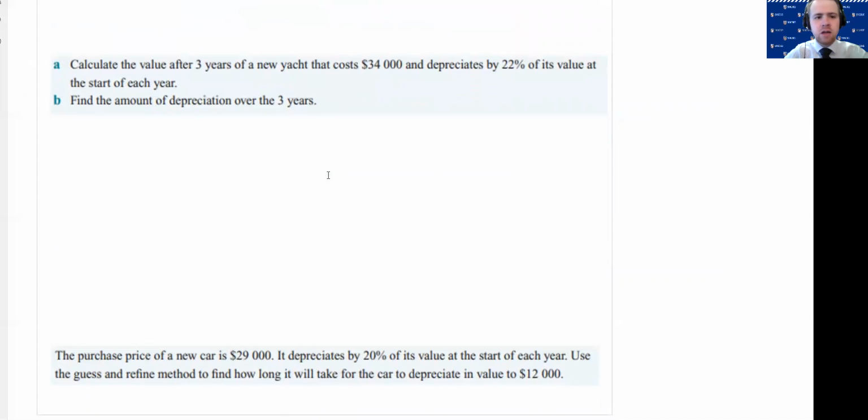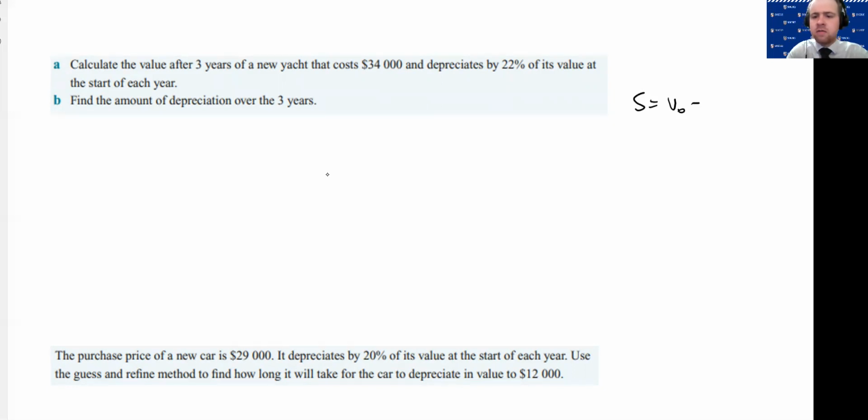We're going to calculate the value after 3 years of a new yacht that's depreciating 22%. Okay, so depreciation has a very similar formula. Salvage and VO are pretty much the same as future value and present value. Salvage is a way that we can talk about the cost of something after it's depreciated. VO is the original value, or value originally. Okay, so the subscript O, so subscript means it's just written below the line.